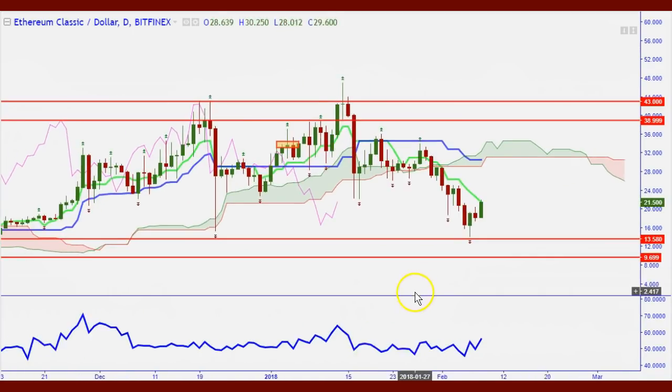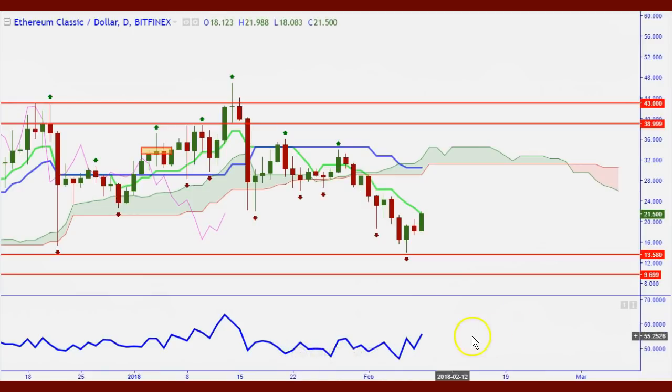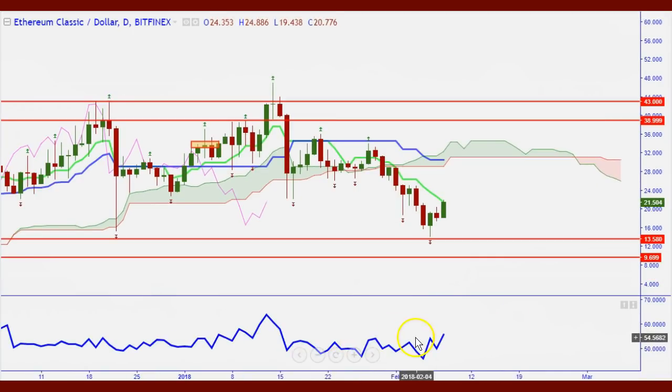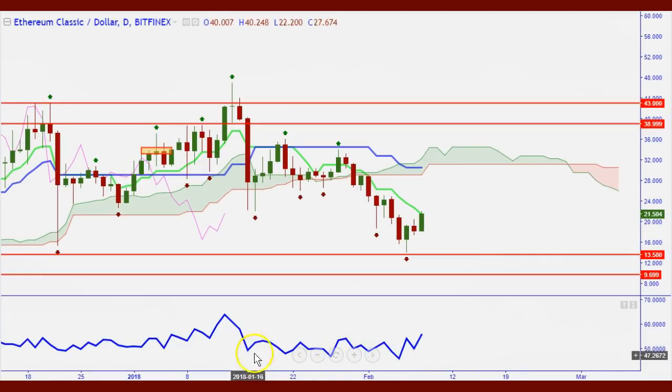All right. So I also looked at this. I used the ultimate oscillator here. I'm looking for divergence. I want to see if there's any divergence. At that point, there wasn't any divergence per se showing me bullish divergence. So I really didn't have any of that.